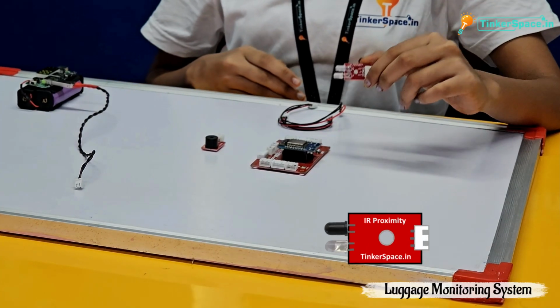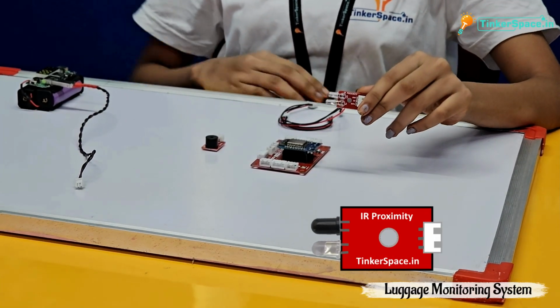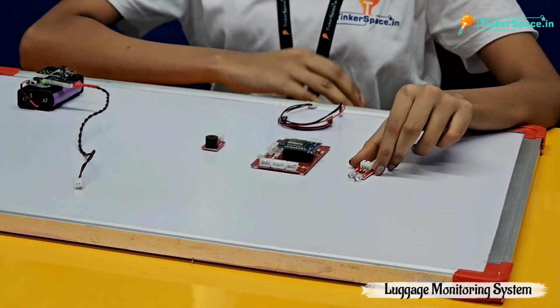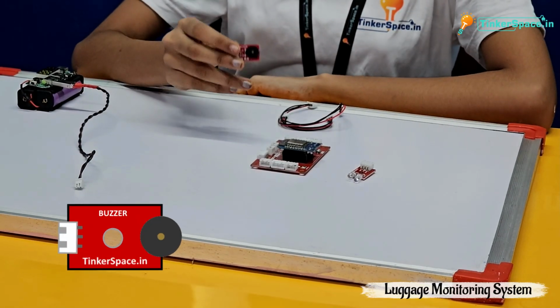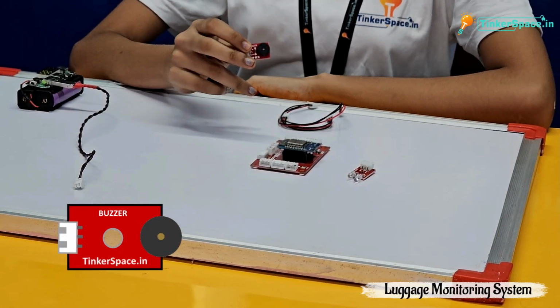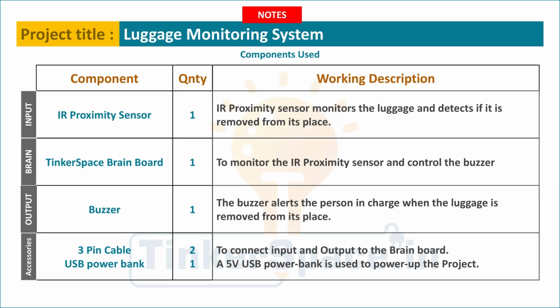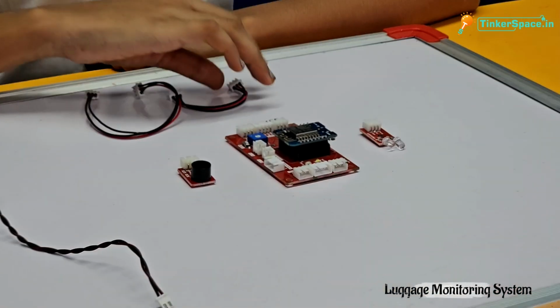Here, we use an IR proximity sensor as the input, and its function is to monitor the luggage. Here, we use a buzzer as the output, and its function is to alert us. Now, let's do the connection.